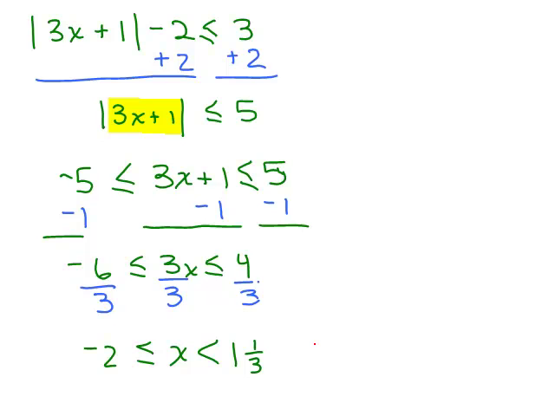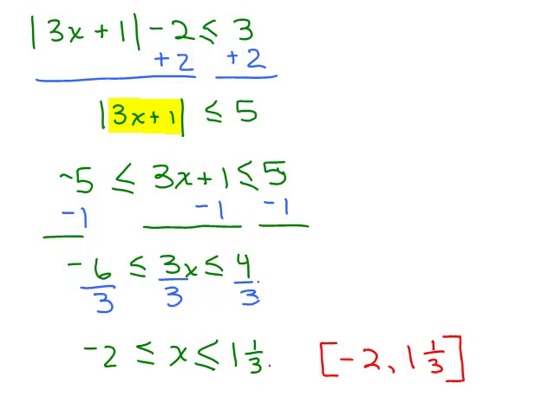So in interval notation, oops, I forgot the less than or equal. In interval notation, that's in between negative 2 and 4/3 or 1 1/3. Remember, we use the brackets when you've got the equal sign. Use parentheses if it's just strictly less than or strictly greater than.